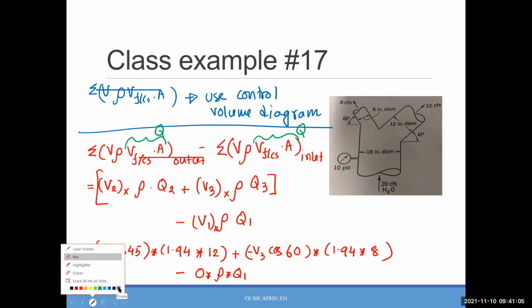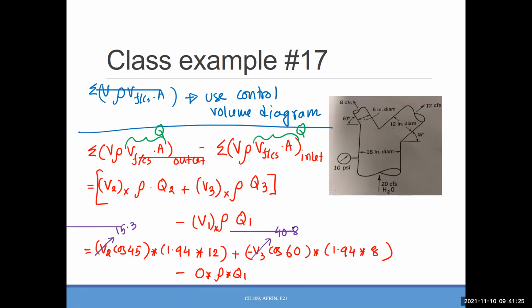What is the V2 value? V2 is 15.3, right? Is that correct? Yes, ma'am. Okay, 15.3. What is V3? 40.8. And we don't have any V1, so I don't need to use anything for that. 40.8. And this whole term is 0. So what is the number you got from this side? Let's check what I got. This one. What number you got? I got something negative 64.